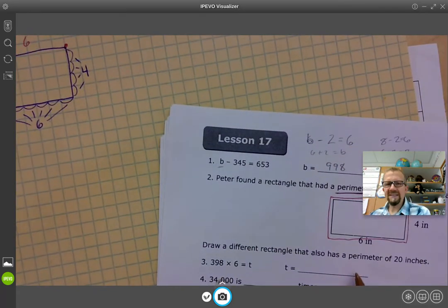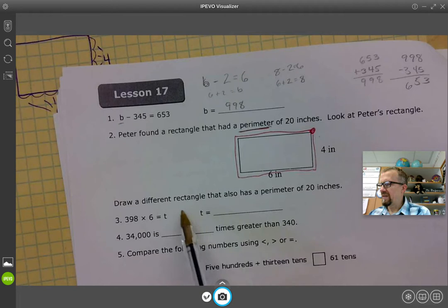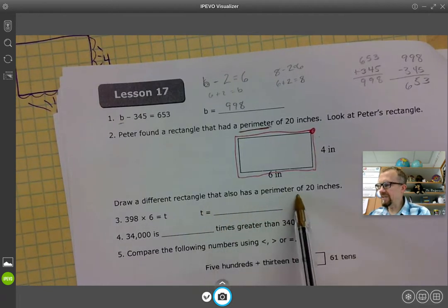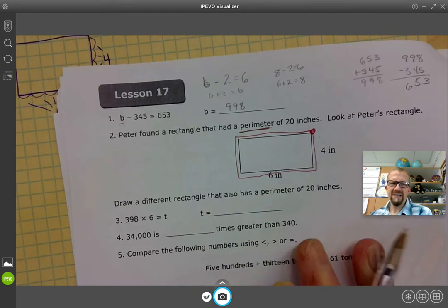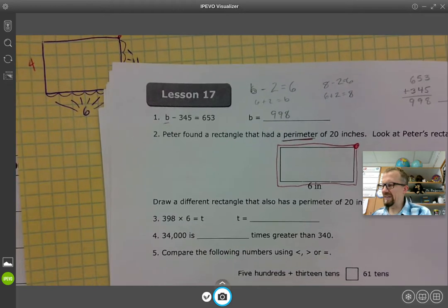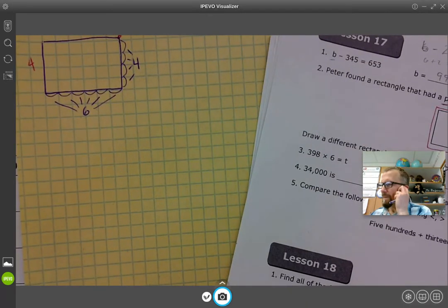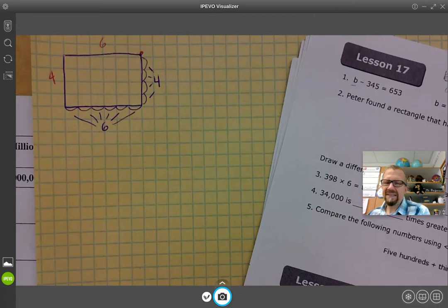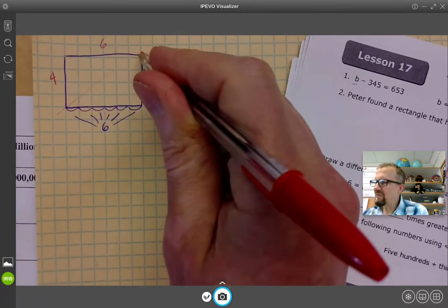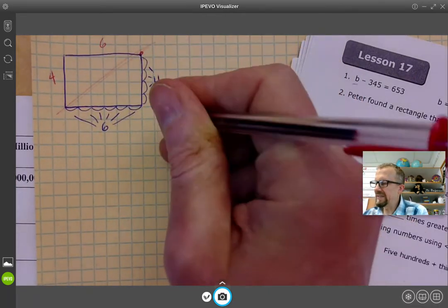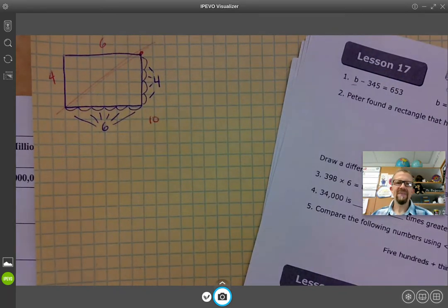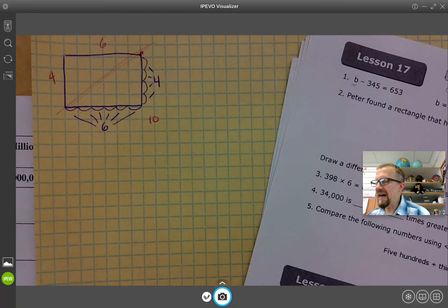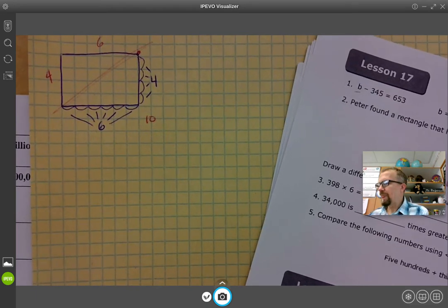But they want us to draw a different rectangle that also has a perimeter of 20 inches, which at first sounds like it might be kind of crazy. My thinking is that halfway around this is 10. And 6 and 4 makes 10, right? So are there any other pairs of numbers that make 10? This would be a good time to pause and chat about that.